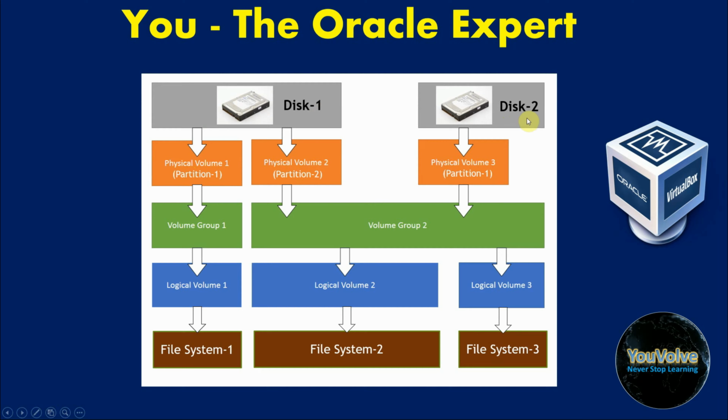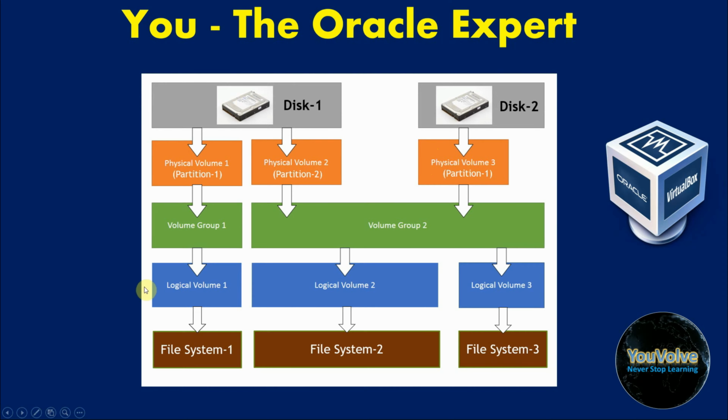Similarly, on disk 2, we have only one partition, partition 1, and on top of that partition, we create another physical volume 3. So we have 3 physical volumes in our server. Now on top of these physical volumes, we can create volume groups. Say we create volume group 1 on top of one physical volume, and volume group 2 on top of two physical volumes, physical volume 2 and physical volume 3. Please note that volume groups can expand across multiple physical volumes.